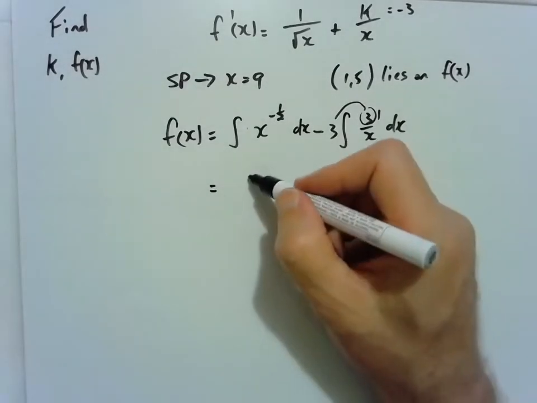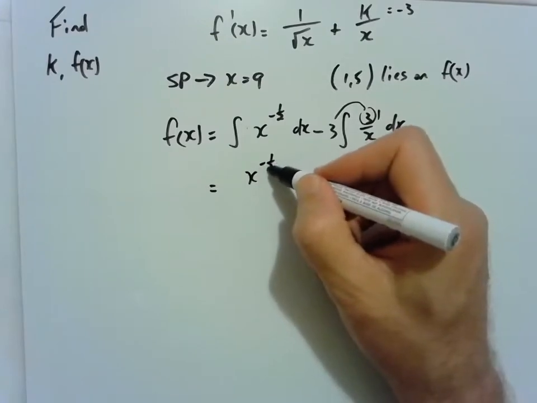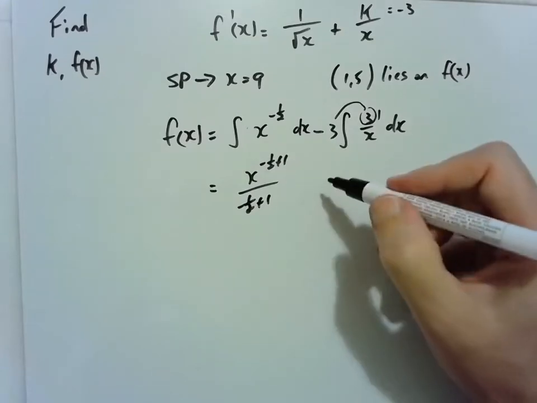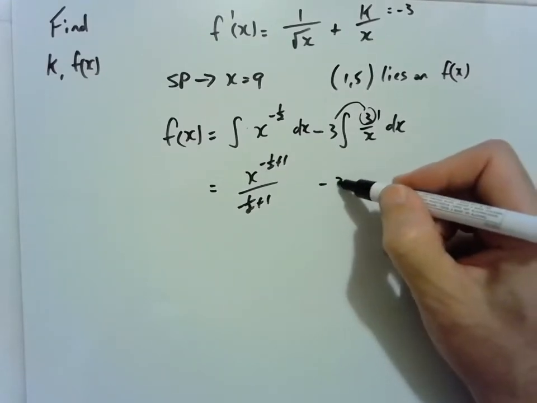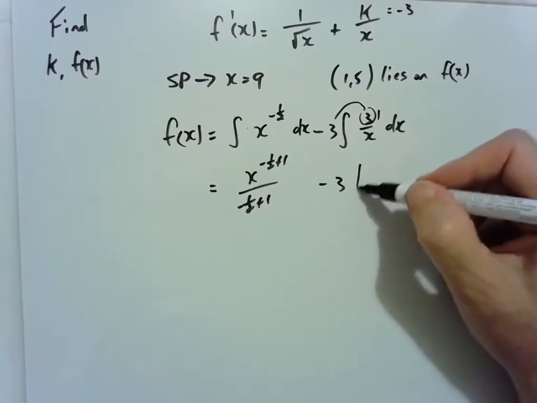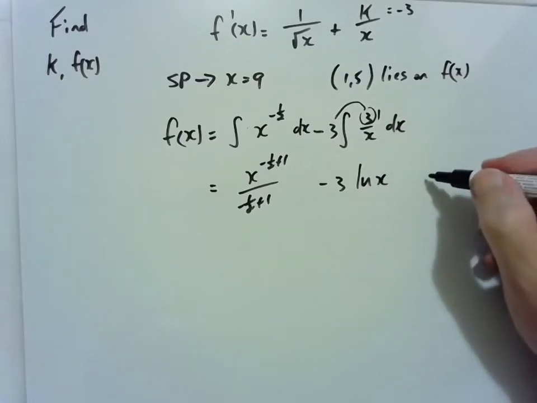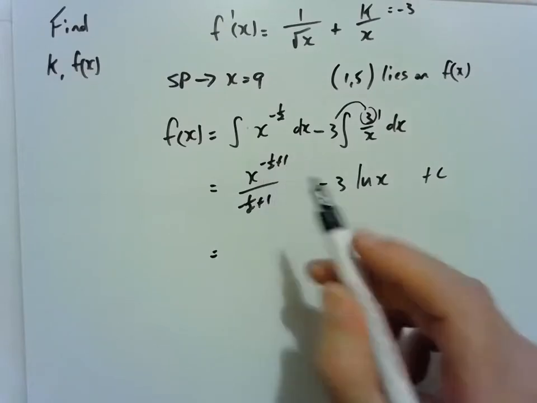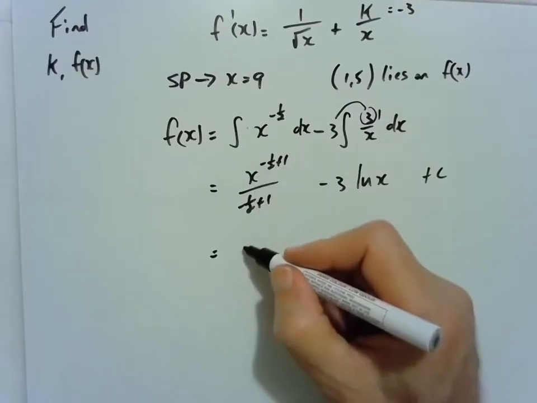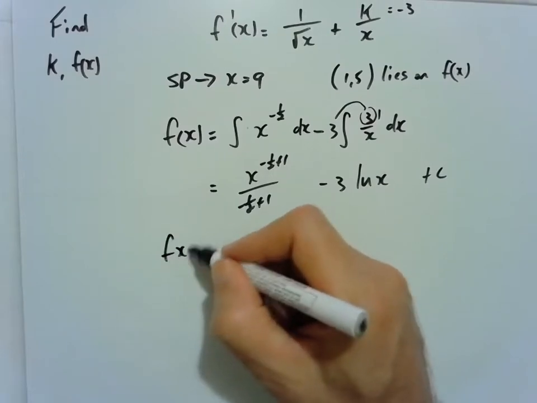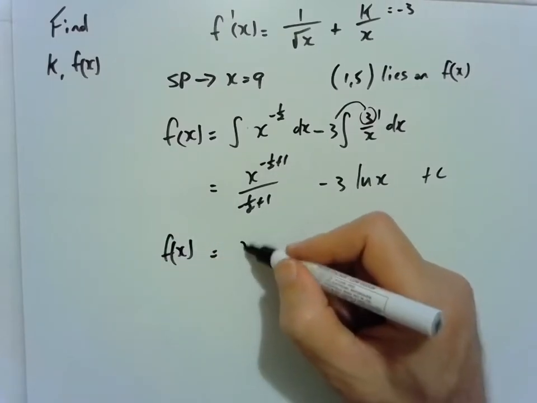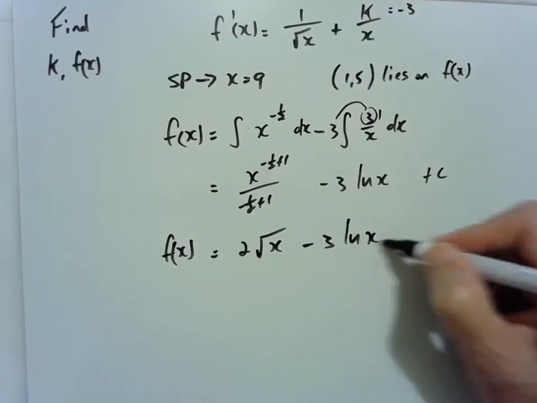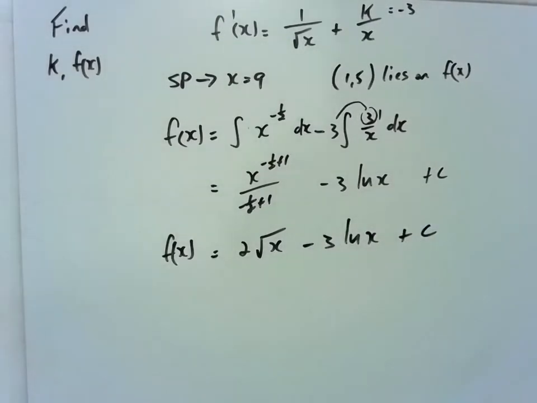Okay, so the integral is going to be x to the minus a half plus 1 on minus a half plus 1, minus 3, that's 1 on x, so that's just going to be log x. And I'm going to add a c. Minus a half plus 1 is just a half, so we're dividing by a half, so f of x is going to be 2 root x minus 3 log x plus c.